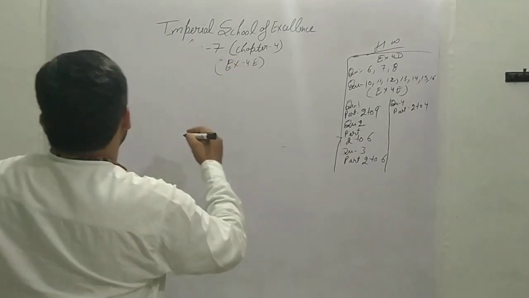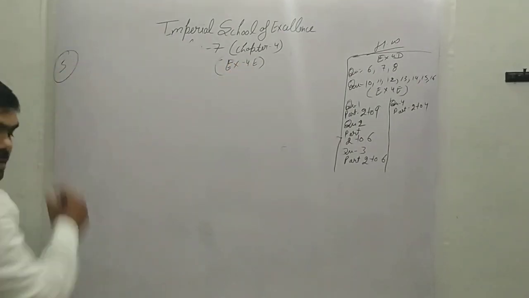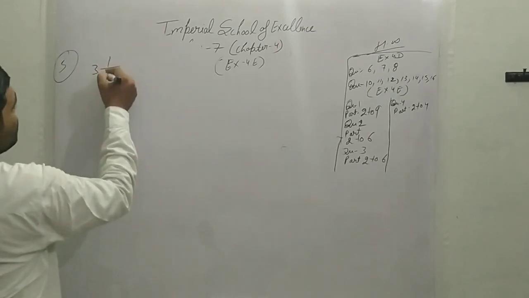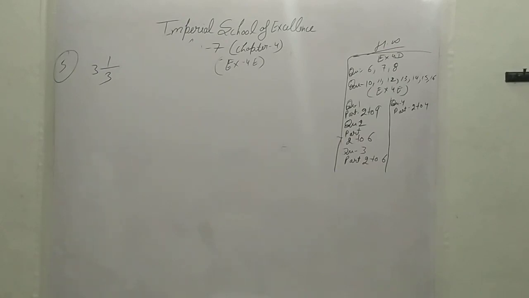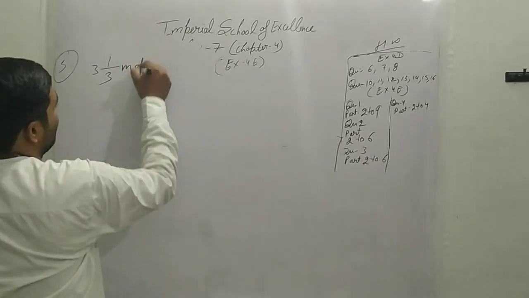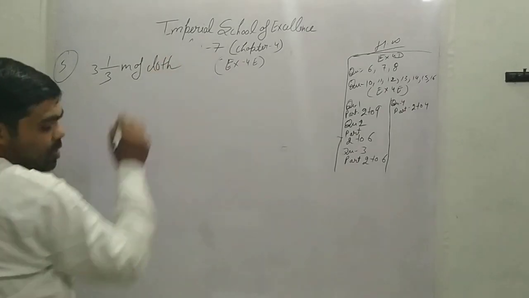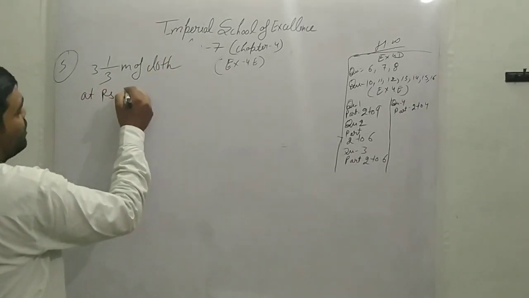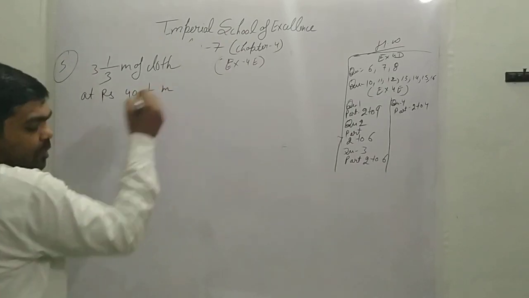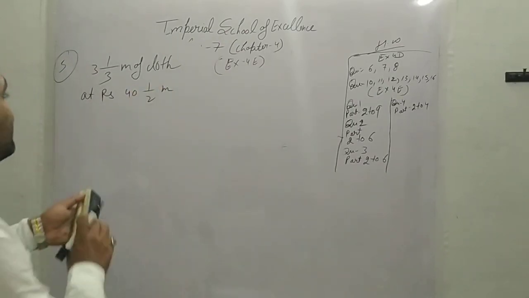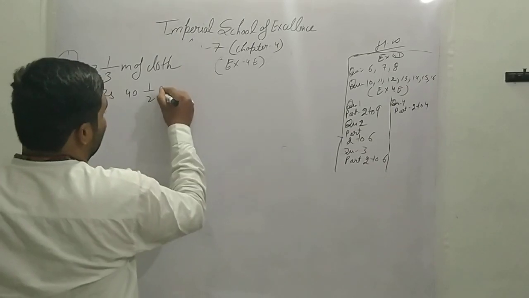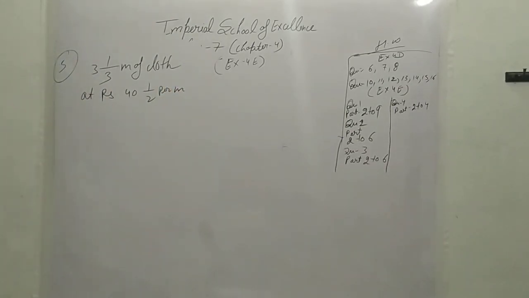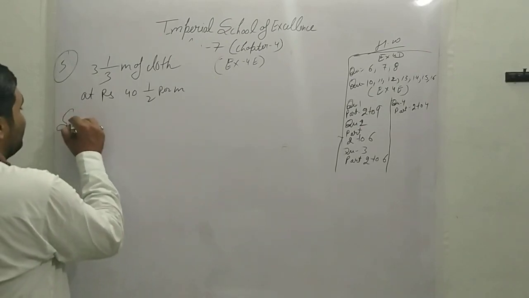It is given 3. Question number 5. Find the cost of 3 1/3 meter of cloth at rupees 40 1/2 per meter. Now what you have to do? First of all you have to write here solution.